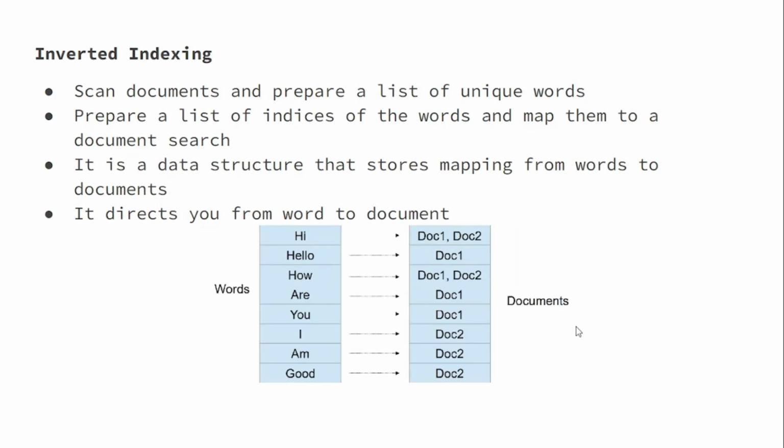In inverted indexing, it scans the document and prepares a list of unique words. Then it prepares a list of indices of the words and maps them to the documents. As given, the words are first indexed, and from the words the documents are mapped. Like, hi is available in document 1 and document 2, hello is available in document 1, am is available in document 2. So it directs you from word to document. That is basically inverted indexing.